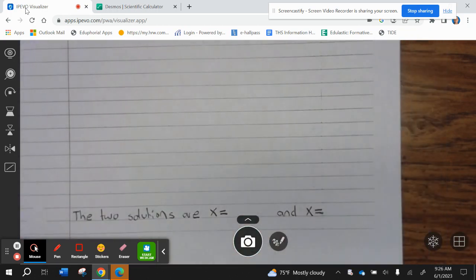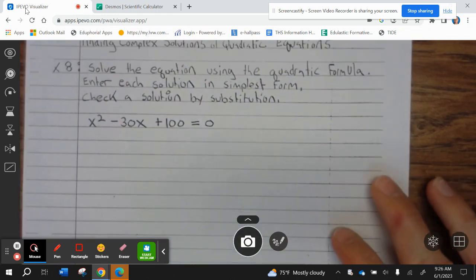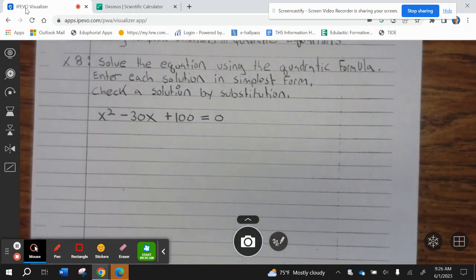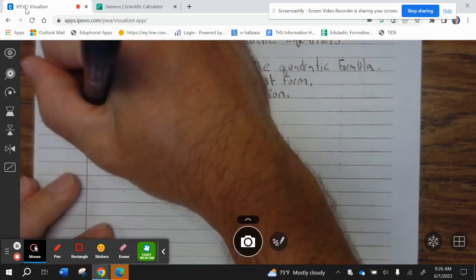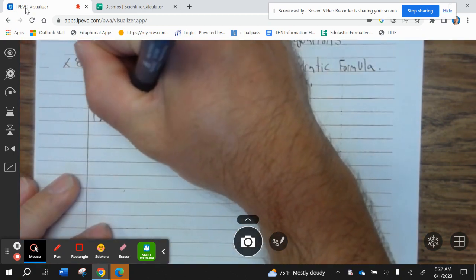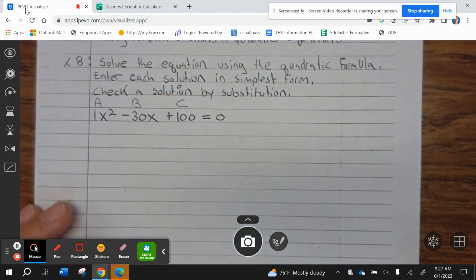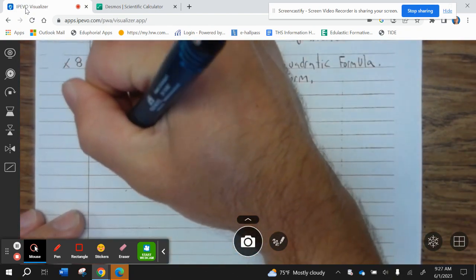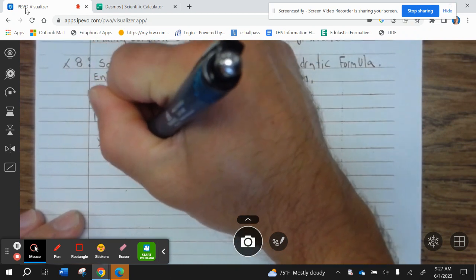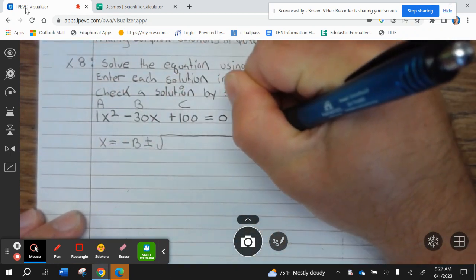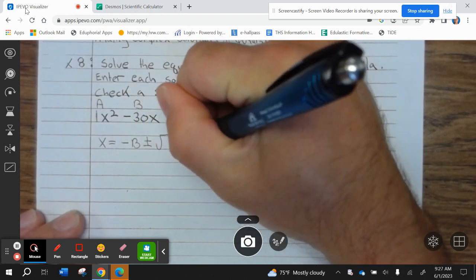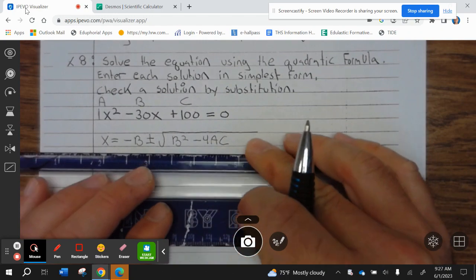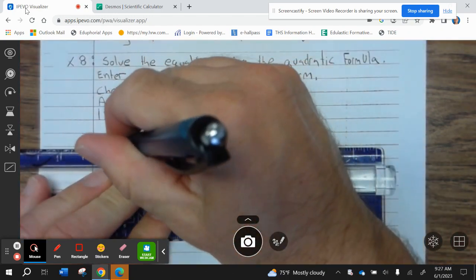All right, let's take a look at example 8. Last example. Solve the quadratic equation using the quadratic formula. Okay, so this is 1. So that's A, B, and C. Okay, so quadratic formula is x equals negative b plus or minus the square root of b squared minus 4ac, divided by 2a.